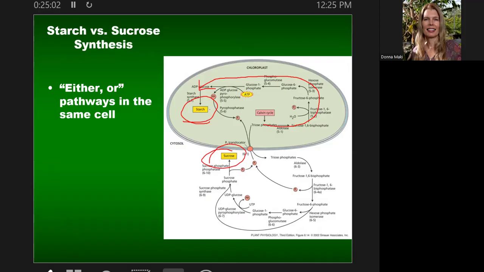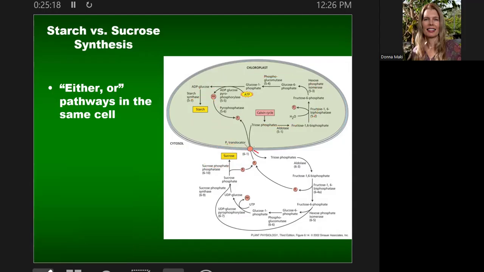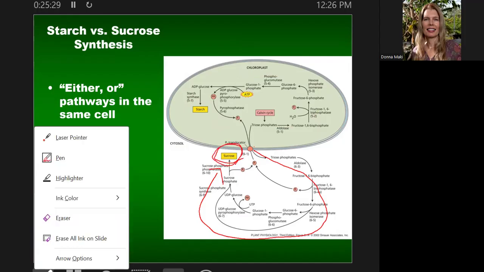However, if the plant is really actively growing and it needs like sucrose, right now I need it to be sent through the whole plant to different parts, then what they're going to do is they're going to take that G3P as part of the Calvin cycle and they're going to send it out of the chloroplast. And once it gets into the cytoplasm, it runs through all these reactions that you're seeing, and then you end up with sucrose getting made.